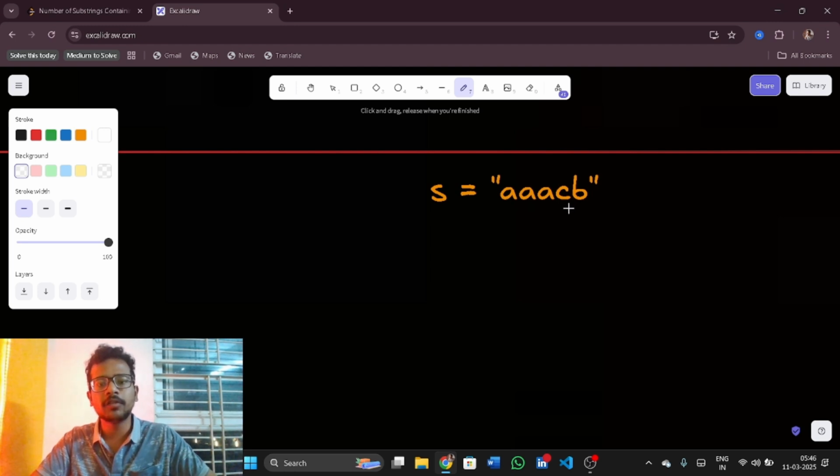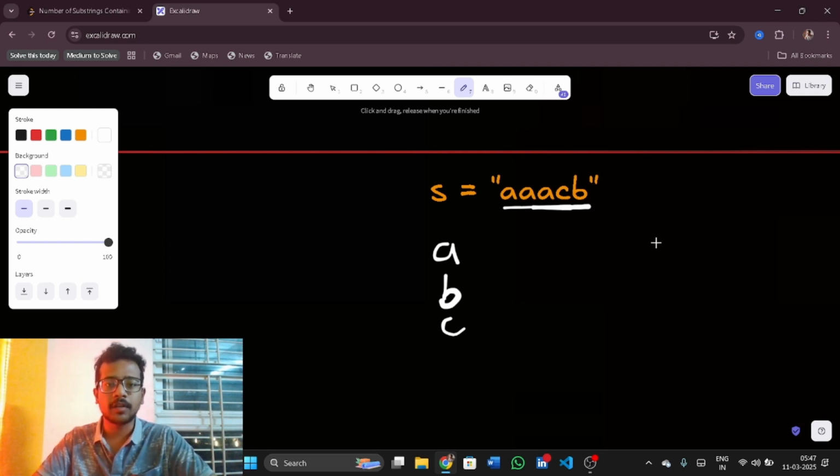AAACB. First thing, let me take all this. Till now I only got A. So I increment my right pointer as I said. Till now I only got C. Then I increment my right pointer, because I don't have B, right? So incrementing the right pointer will give me A, B, C. So at this point, the frequency map size is equal to 3.